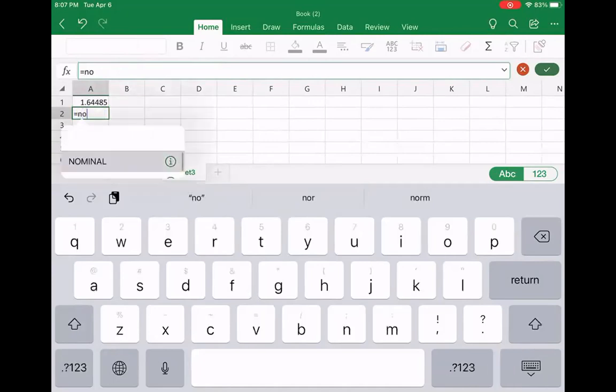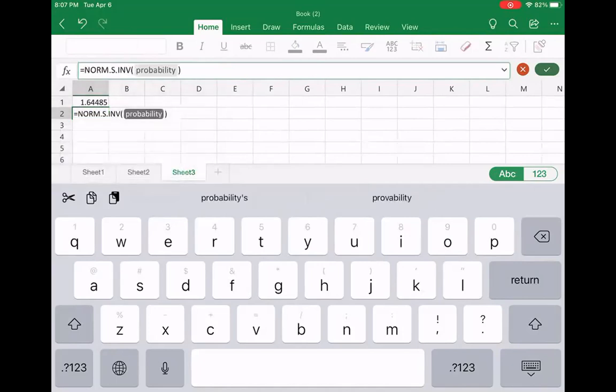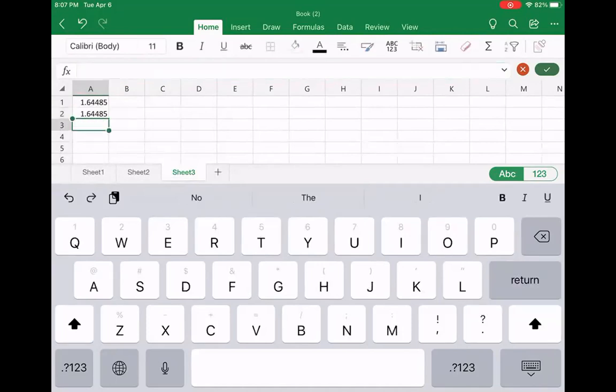Equals norm, and you have the one that says norm.s.inv. This is going to calculate straight z-scores, but all you've got to do is give it a probability. So if I give it 0.95 like this, it'll also give me that value. That's using the S function in front of the INV. That just means it's a standard normal.